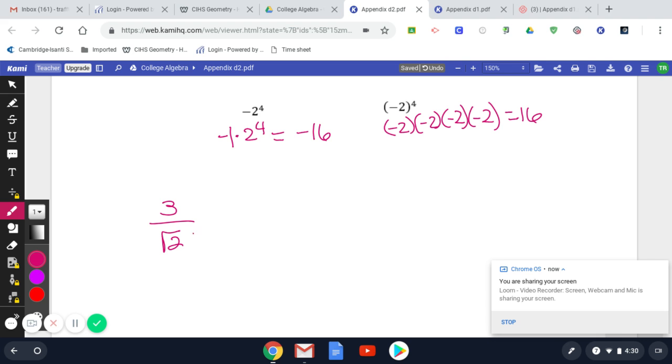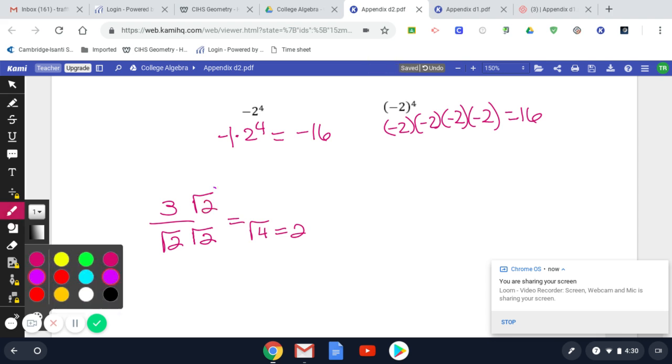So I'm going to multiply by the square root of 2, because what that does is give me the square root of 4, which is just 2, right? But in the rule of fractions, whatever I do to the bottom, I have to do to the top. So if you think about this, it's just like multiplying by a big 1. And so then what I end up with is 3 square roots of 2 over 2.